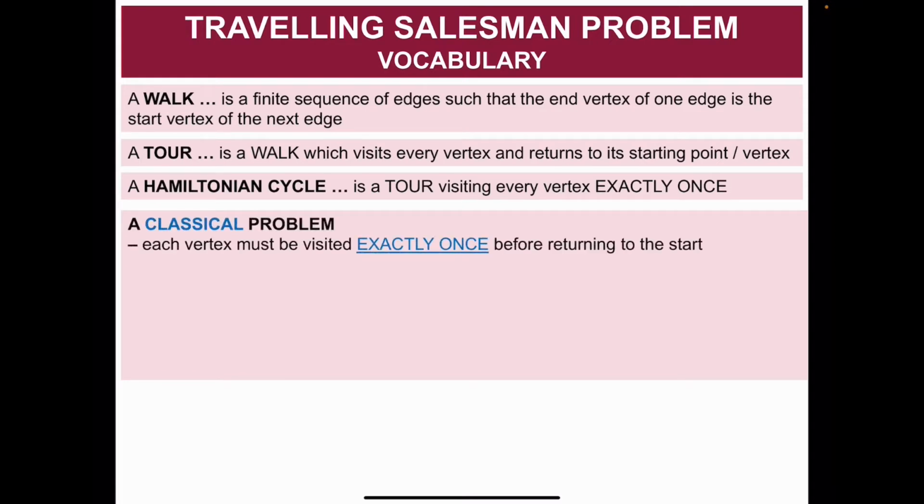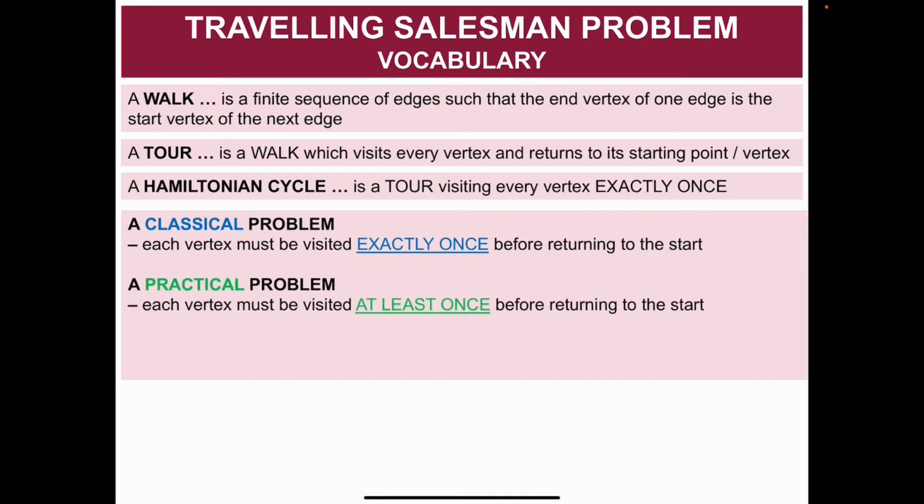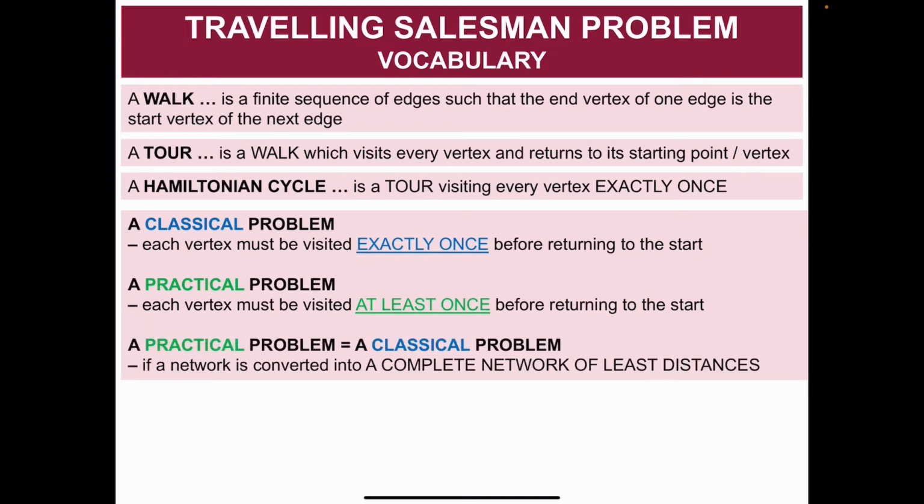There are differences between the practical and the classical problem. In the classical problem, your aim is to visit every single vertex exactly once before returning to the starting point. In the practical problem, you visit every single vertex at least once before returning to the starting point. And if the practical problem is the same as the classical problem, if these 2 are equal, then the network was converted into a complete network of least distances.